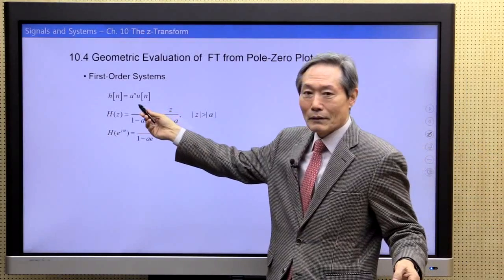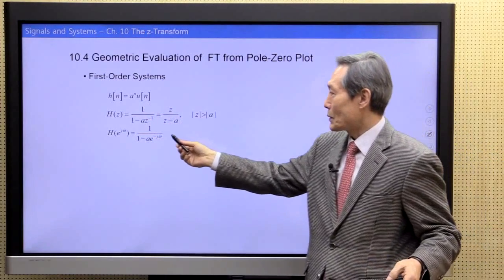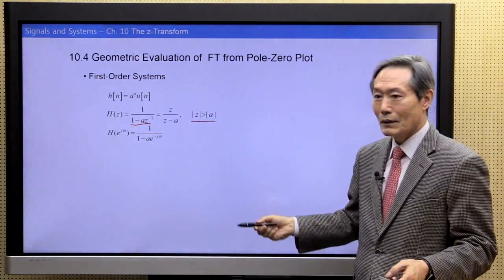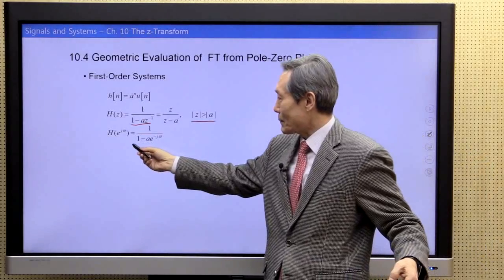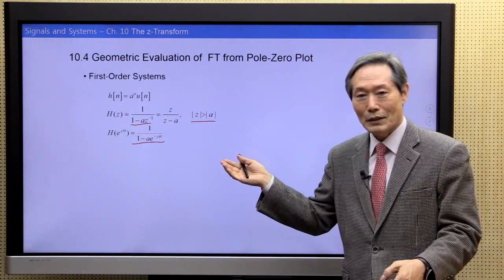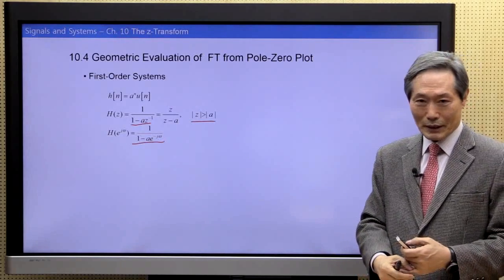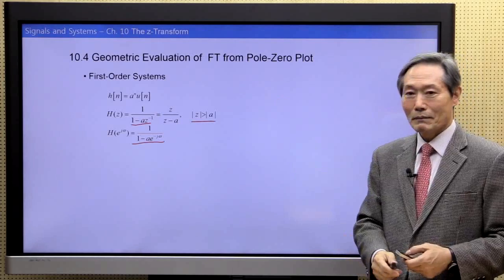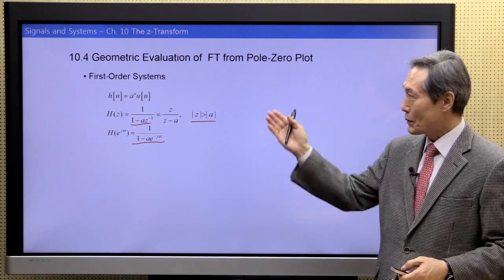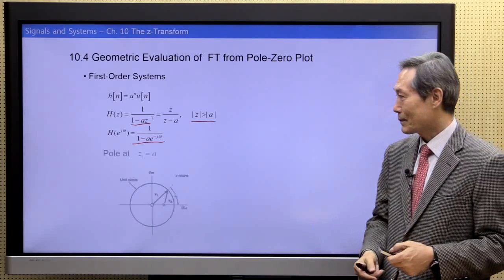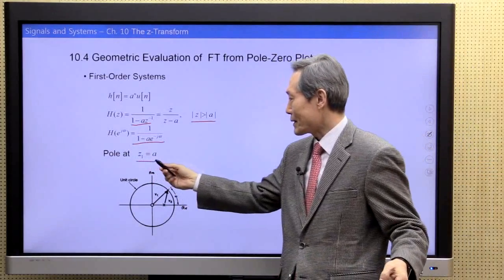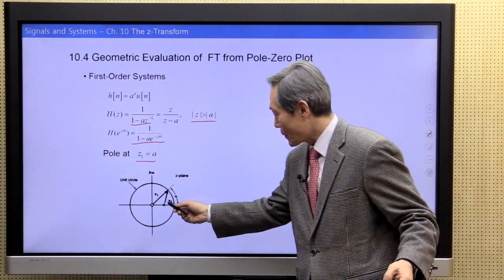For a given impulse response whose G-transform is like this, with the region of convergence, we get the Fourier transform of this one. If we take the magnitude and phase, we get the magnitude and phase characteristics of that system. But we can do it directly from the pole-zero diagram using geometric analysis. There we have a pole at A. I mean, the pole is there.